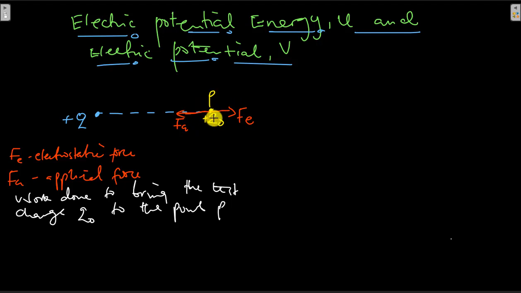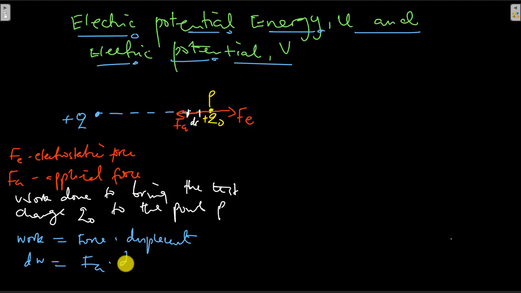So let's consider moving the charge Q0 through a very small distance dr. We can calculate the work done to move the test charge Q0 through a small distance dr. Let's call that small amount of work dw. We know from the laws of basic physics that work is force times displacement. So the small amount of work dw is going to be the applied force times the displacement, which in our case is dr.